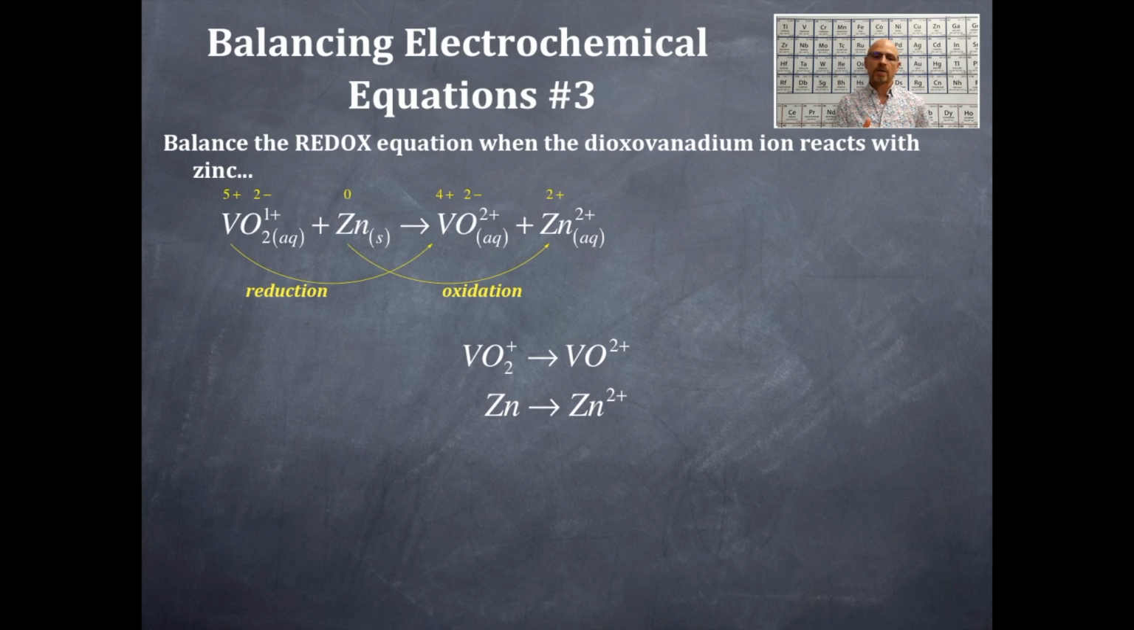Okay, and so now what we're going to do is balance this for mass for all elements except for oxygens and hydrogens. So we're going to take that reduction half reaction with the vanadium and oxygen in it, and balance the vanadiums first. The vanadiums are already balanced. There's one on the reactant side, one on the product side. What is not balanced are the oxygens. There are 2 oxygens on the reactant side, 1 oxygen on the product side.